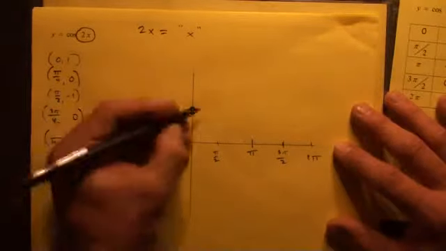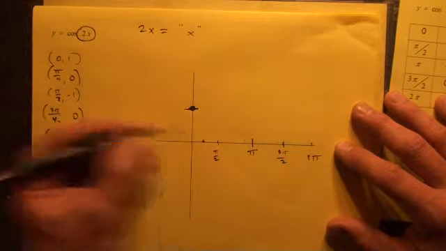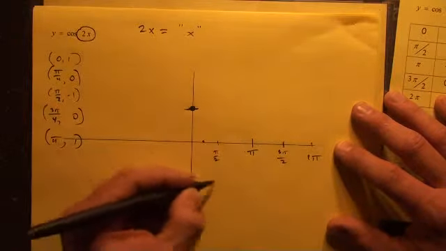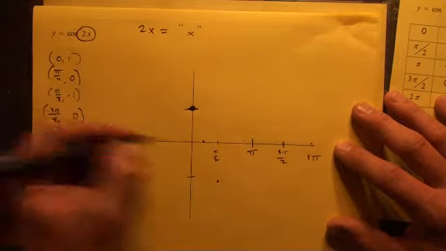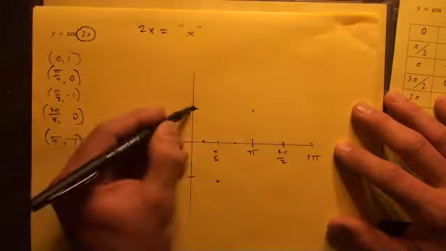So here we are, 0, 1. Pi over 4, comma 0. Pi over 2, negative 1. That brings us down here. See that? 3 pi over 4 is going to be here. And then pi brings us here. So we're going to end up like this.